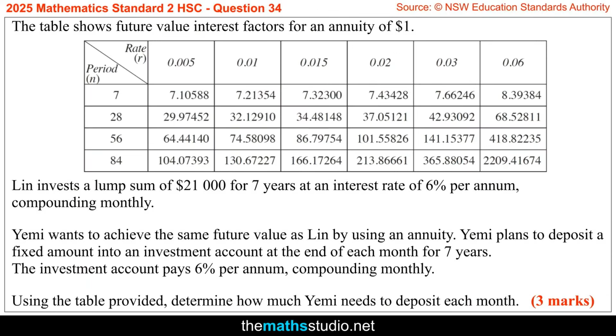Question 34. The table shows future value interest factors for an annuity of $1. Lynn invests a lump sum of $21,000 for 7 years at an interest rate of 6% per annum, compounding monthly. Yemi wants to achieve the same future value as Lynn by using an annuity. Yemi plans to deposit a fixed amount into an investment account at the end of each month for 7 years. The investment account pays 6% per annum, compounding monthly. Using the table provided, determine how much Yemi needs to deposit each month.